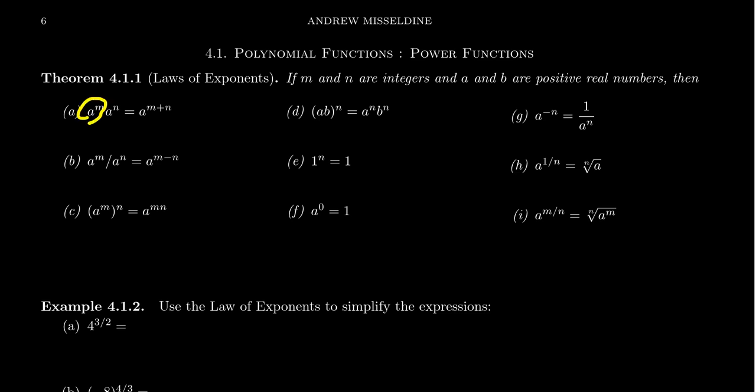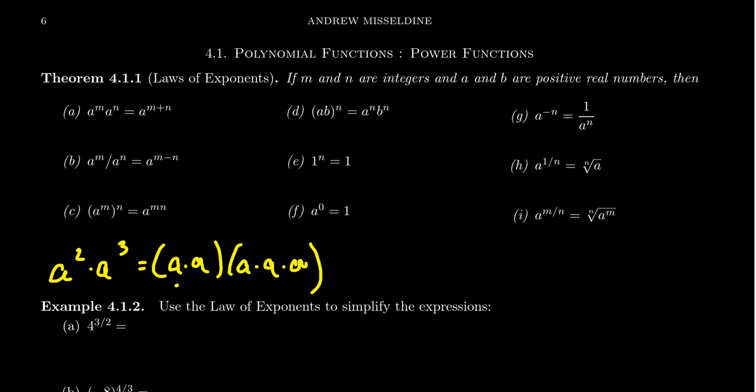If you have a to the m and you multiply that by a to the n, so the base is the same, but we have exponents here, it turns out that you can add the exponents together. So when you multiply together exponential expressions, you add the exponents. And the idea is kind of like the following. If I have an a squared and I multiply that by an a cubed, what that means is you have an a times a, and then you have an a times a times a. Dropping the parentheses, I have 1, 2, 3, 4, 5 a's, where 5 is 2 plus 3. That's the idea behind that. We add together the exponents.